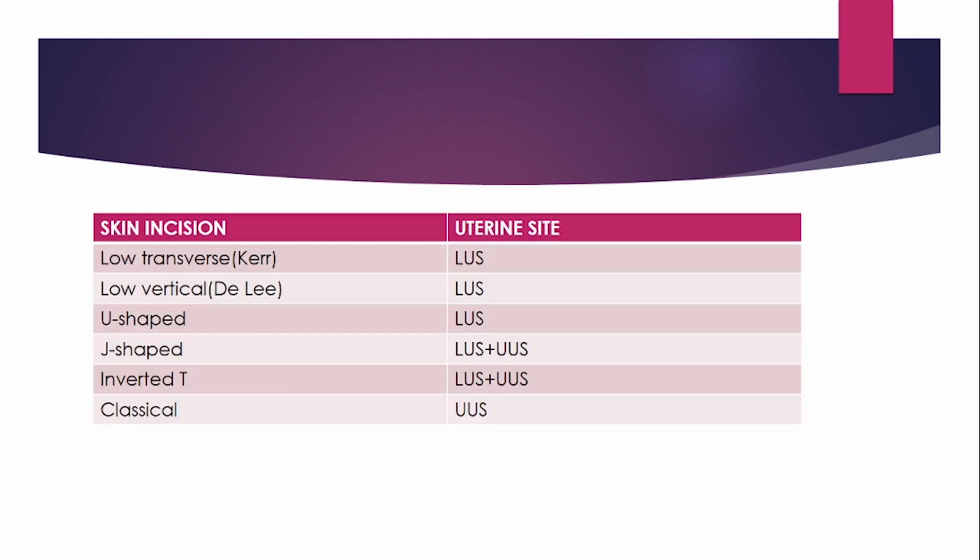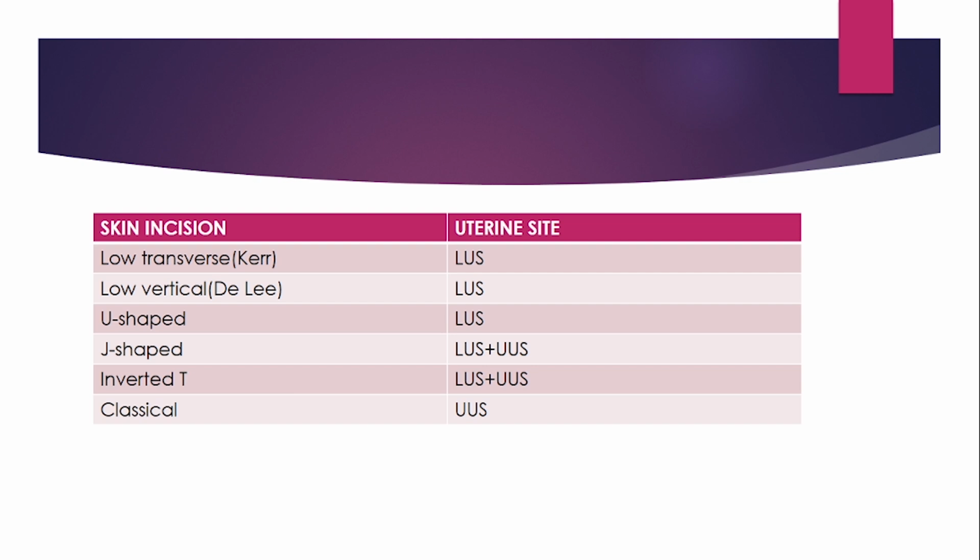So now the skin incision versus uterine site. Most of the time, the uterine site you want to use is the lower segment. The types of incision you're going to use will include Kerr, that's the low transverse incision, low vertical, that's DeLee, then U-shaped incision. But if you are contemplating upper segment incision, then you should consider J-shaped, inverted T, and of course, upper uterine segment incision.